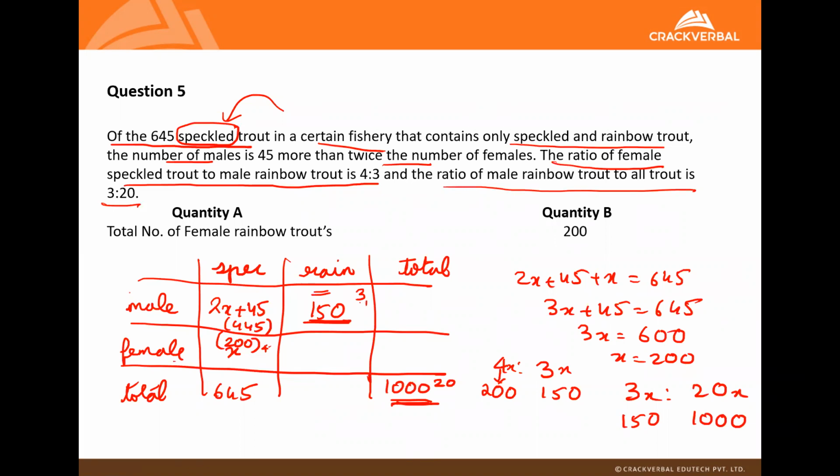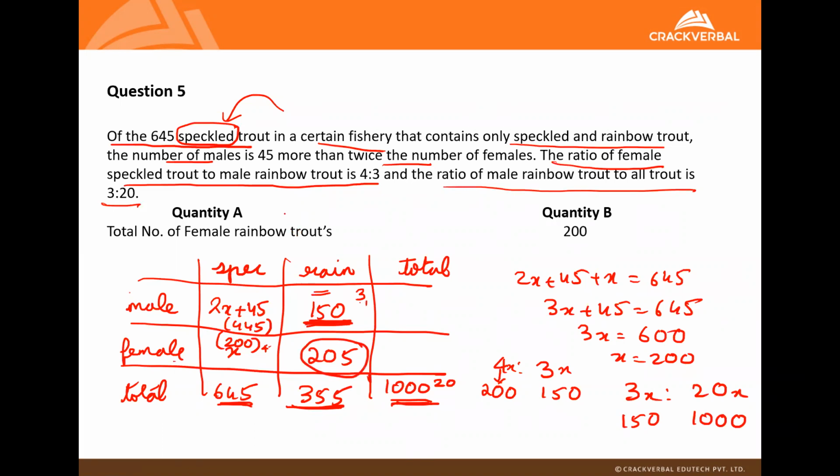So I worked with the ratios. I put in the values. Now I can fill up the other portions of this table. If this is 645 and this is 1000, this would give me 355. If this is 150, this is 355, this will give me 205.